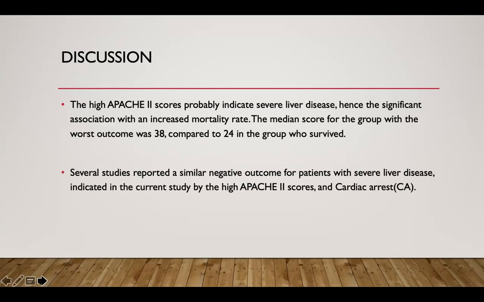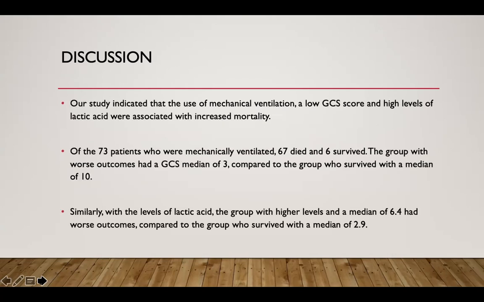The Apache score probably indicates severe liver disease, hence the significant association with increased mortality. The median score of the group with the worst outcome was 38 compared to 24 in the group who survived. Several studies indicate a similar negative outcome in patients with severe liver disease, as indicated in the current study by the Apache score and by the cardiac arrest as well.